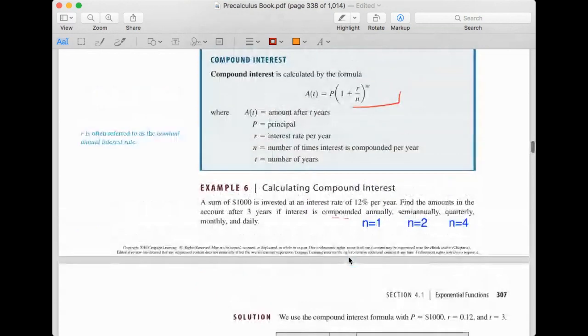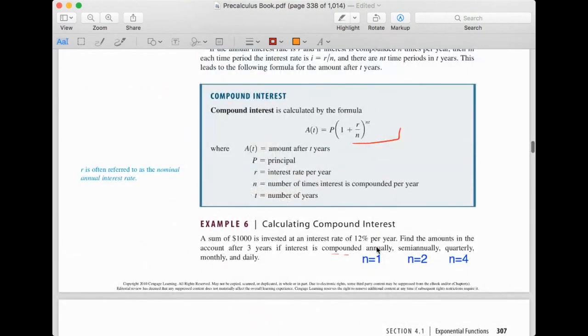But now, we can talk about n equals 1, compound annually. Compound means calculating interest, then adding the interest to your principal. We can compound twice a year, we can compound four times a year, so that means n equals 4. We can compound 12 times a year, meaning monthly. We can compound every day. We can calculate the interest every day, then add the interest to the principal. n will be 365, and so on and so forth.